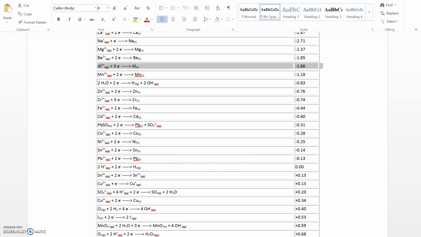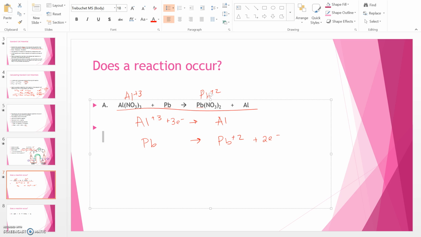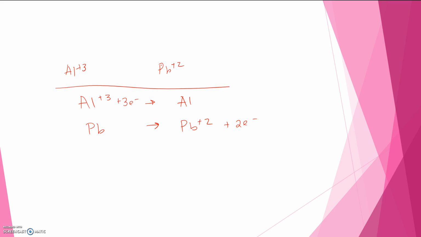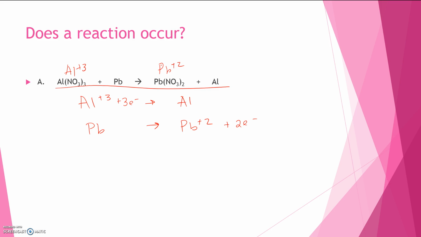So if we go back to our PowerPoint here, what I know is that this here was written in this same order. So this was negative 1.66 volts. This was negative 0.13 volt, but this is the reverse of the reaction. So because I reversed the reaction, I reversed the sign, so I want to write this as plus 0.13 volts.